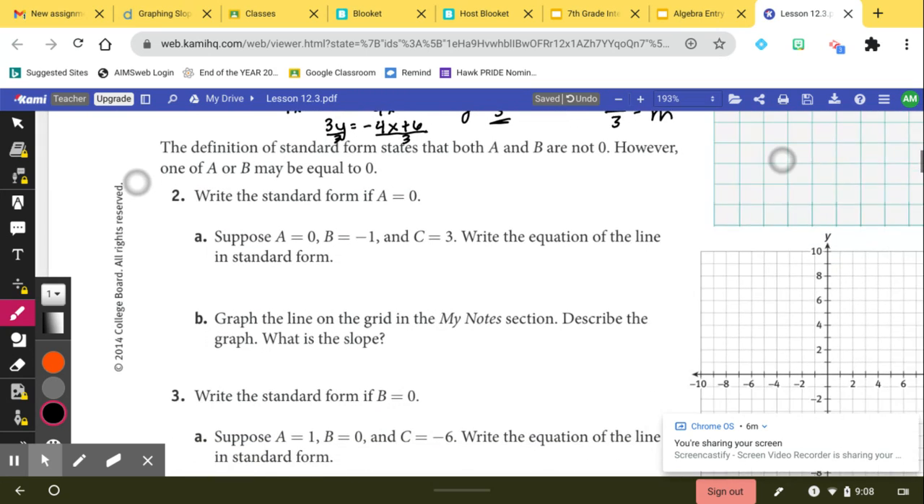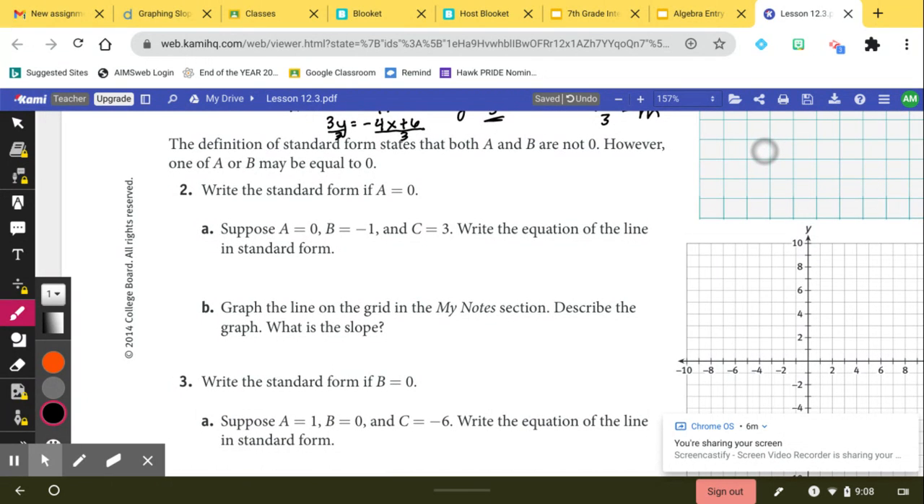So going on to some more problems, it says the definition of the standard form states that both a and b are not 0. However, one of a or b may be equal to 0. So it says write the standard form if a is equal to 0. So suppose a is 0, b is negative 1, and c is 3. Write the equation of the line in standard form. Well, we'd have 0x minus 1y is equal to 3. 0 times x is going to be 0, so we get negative 1y is equal to 3. Dividing both sides by negative 1, we get y is equal to negative 3.